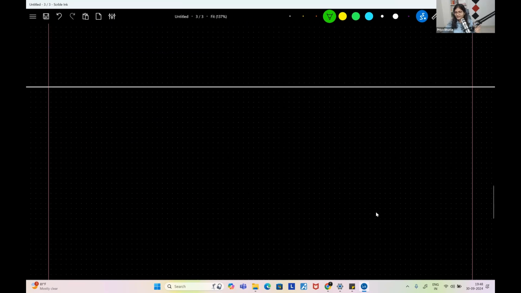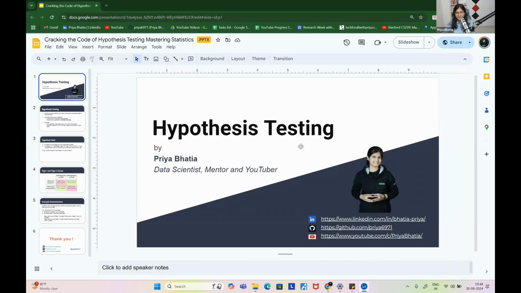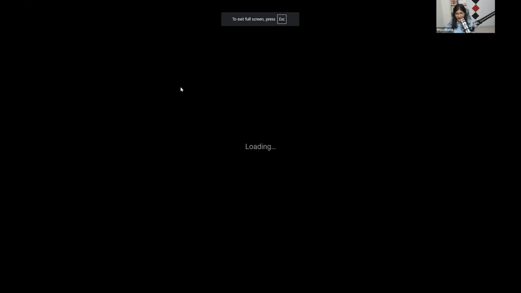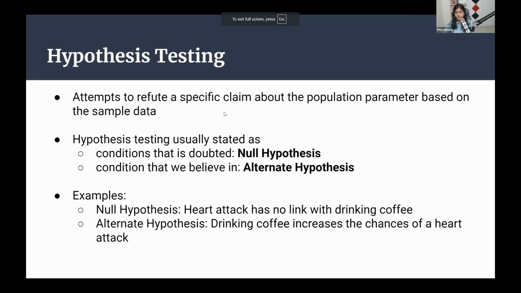So let's try to see the PPT again. Here, what I'm talking about is that hypothesis testing is an attempt to refute a specific claim about the population parameter based on the sample data. A few minutes back only I told you, right? So here we are trying to be confident that whatever claim, whatever results we're getting for a sample data, is that claim equally applicable for population data or not.